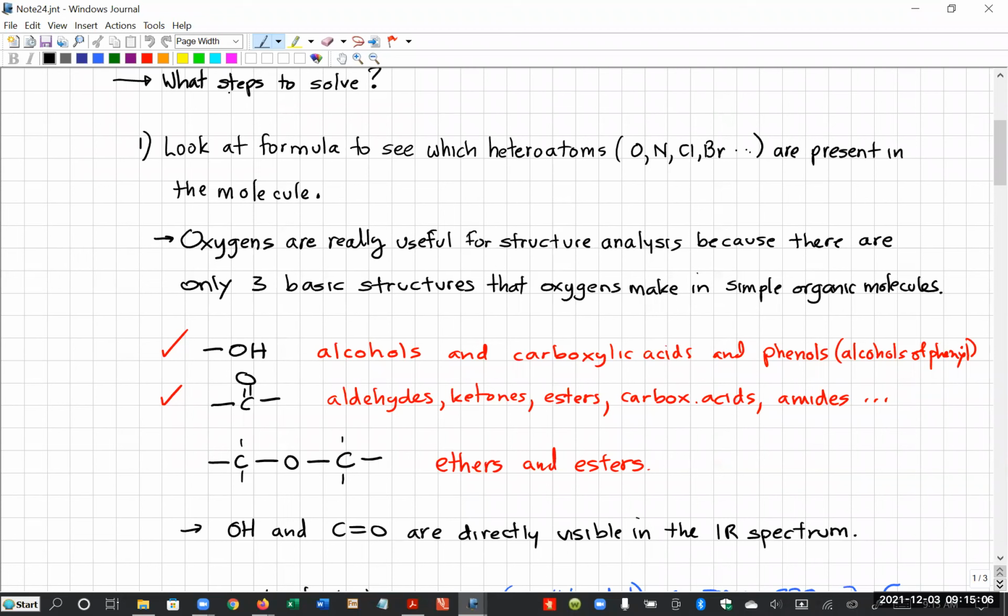So the first thing we're going to do is look at the formula that's given. As I said, in all of the problems that we're going to work this semester, you will be given the molecular formula of the molecule. That's really valuable because the formula represents the set of atoms that you have available to build the structure of this unknown molecule.